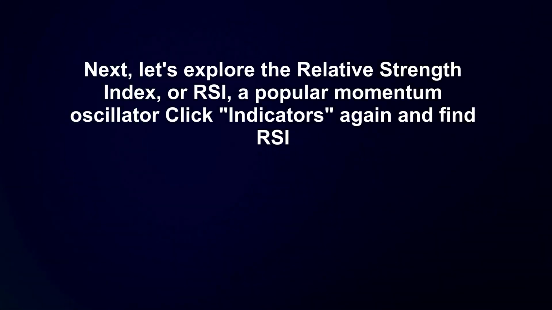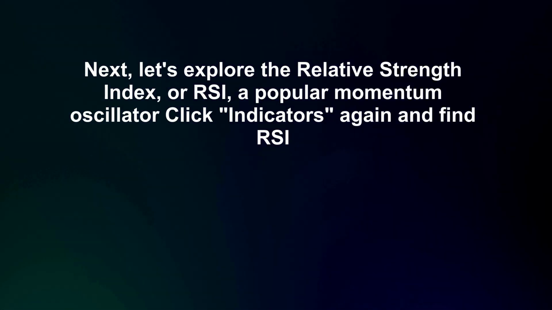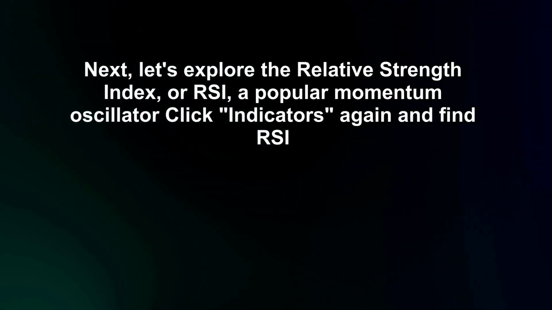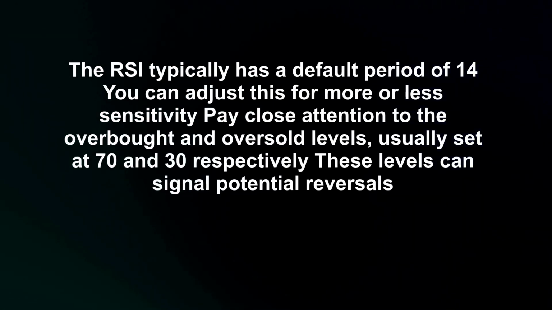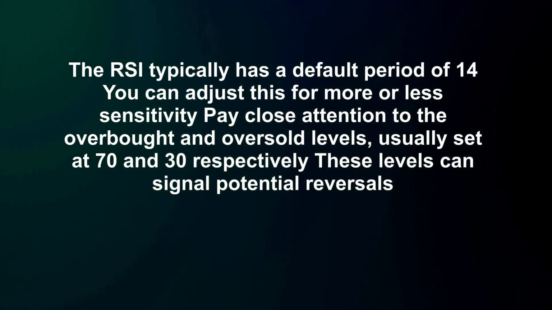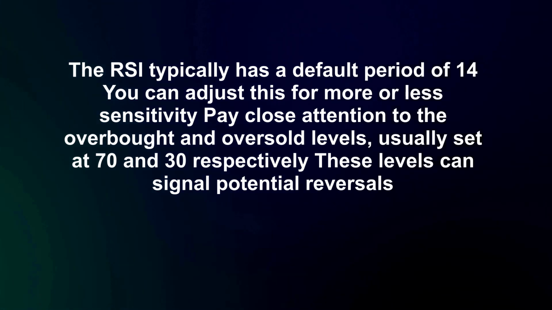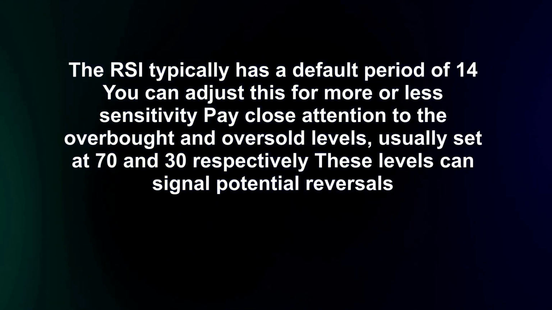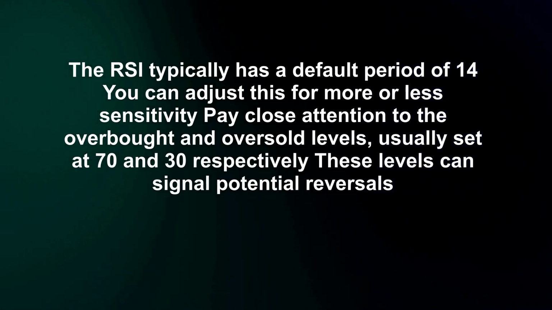Next, let's explore the Relative Strength Index, or RSI, a popular momentum oscillator. Click Indicators again and find RSI. The RSI typically has a default period of 14. You can adjust this for more or less sensitivity. Pay close attention to the overbought and oversold levels, usually set at 70 and 30 respectively. These levels can signal potential reversals.